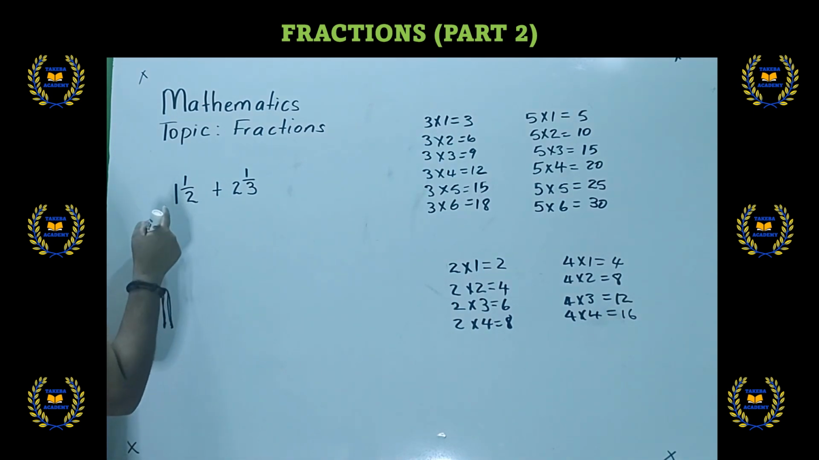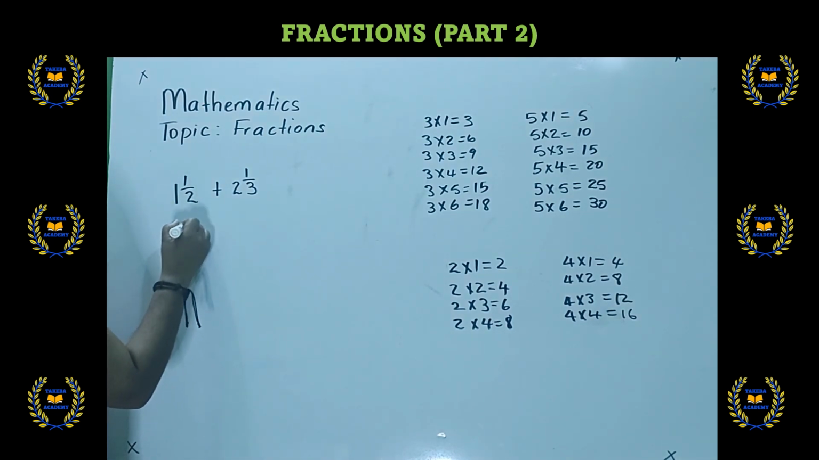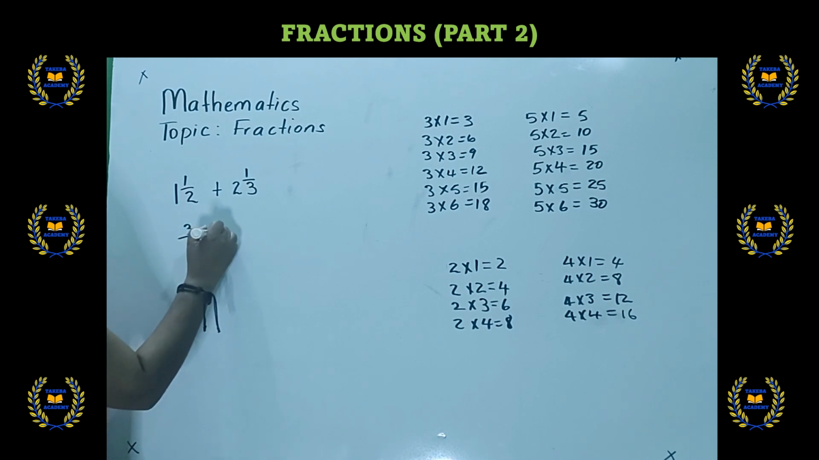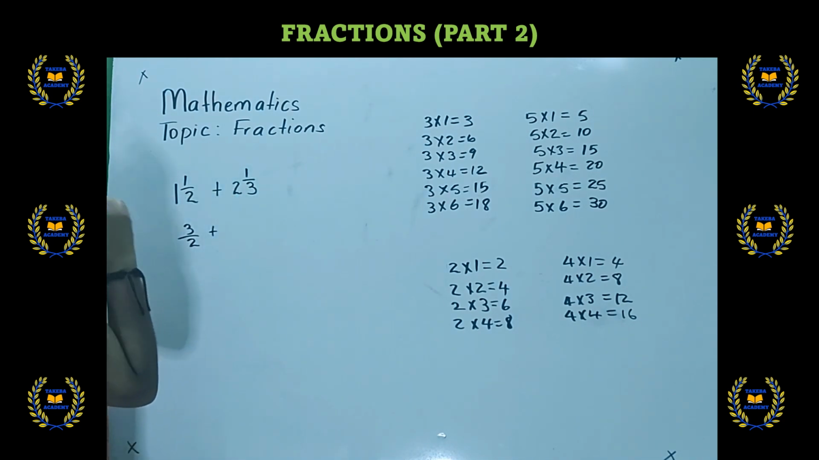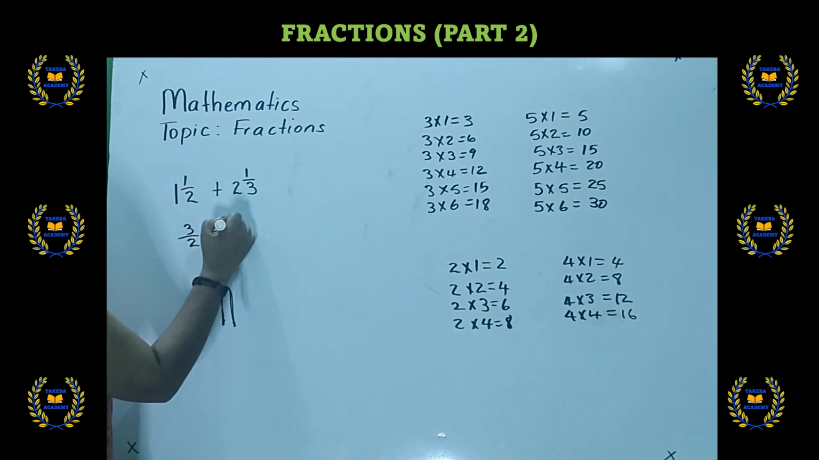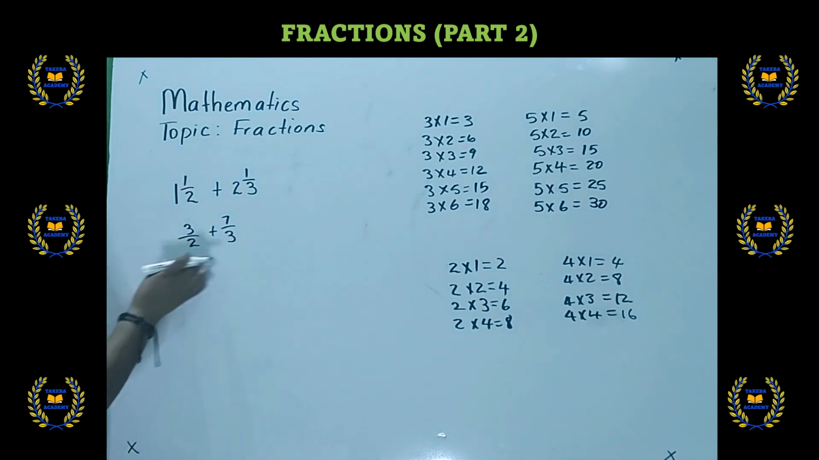Okay, so 2 times 1 is 2, plus 1 is 3 over 2. I'm just rewriting the fractions, right? 2 times 3 is 6, 6 plus 1 is 7 over 3. Okay, so these are the two fractions we're trying to add.